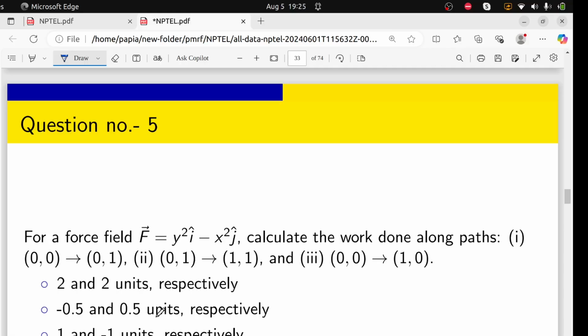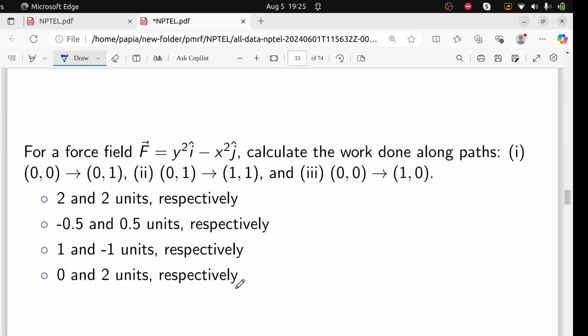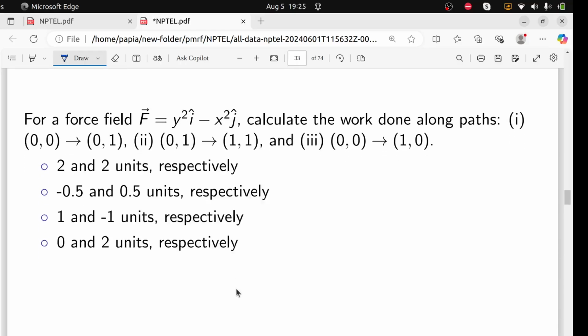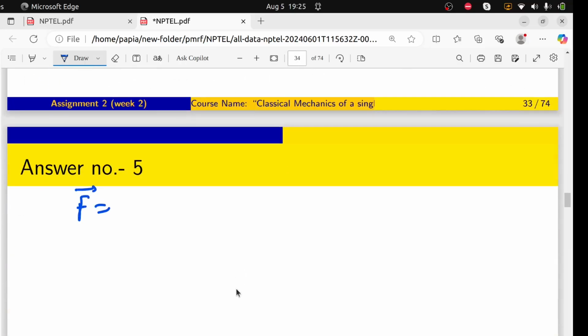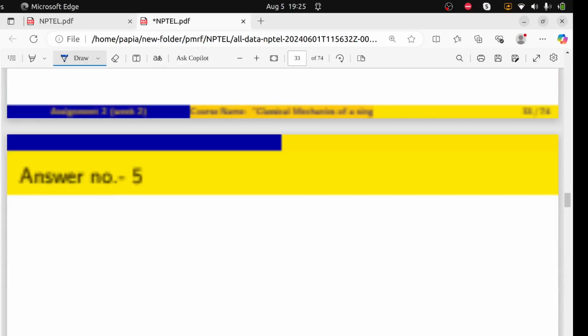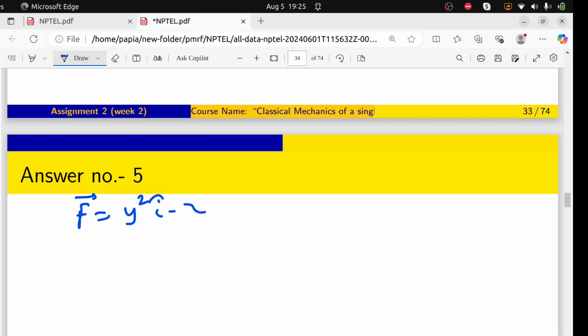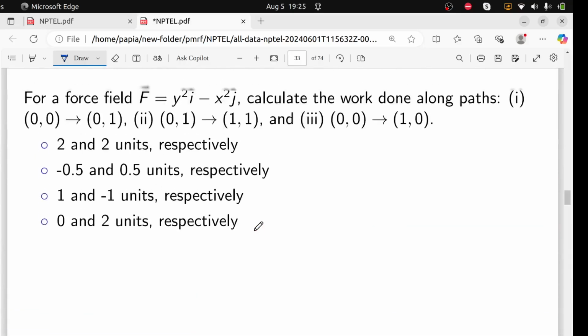Now for this calculation, let me write here. If F is y square i cap minus x square j cap. Okay, my laptop is getting bad. So F is y square i cap minus x square j cap.